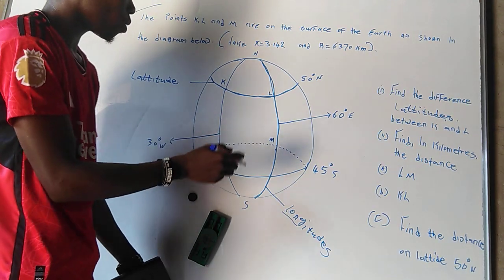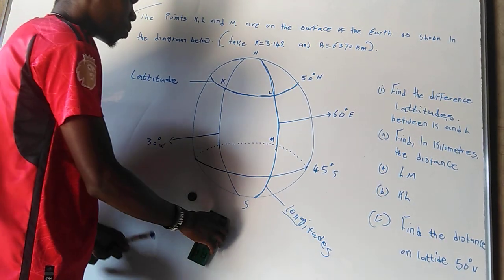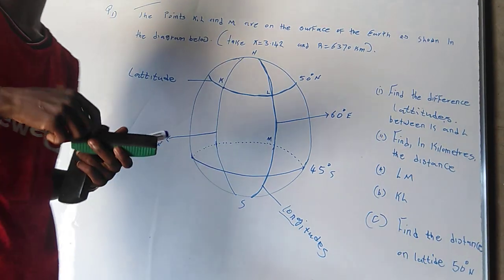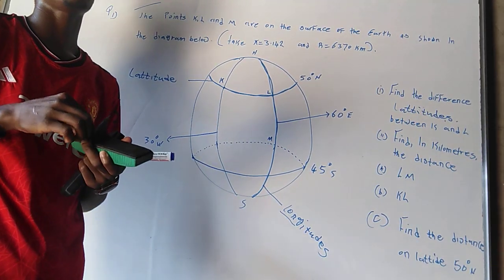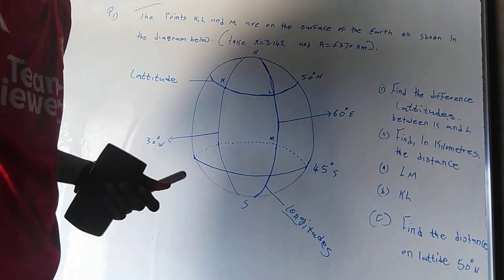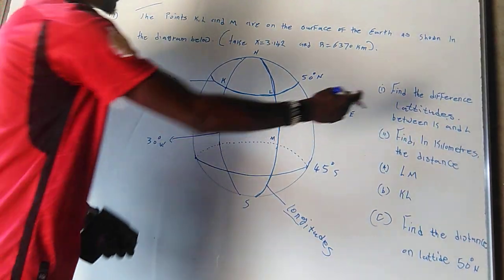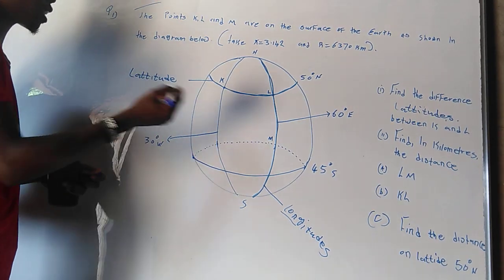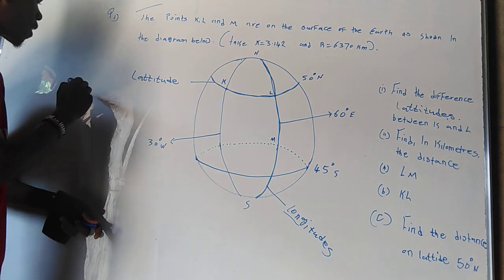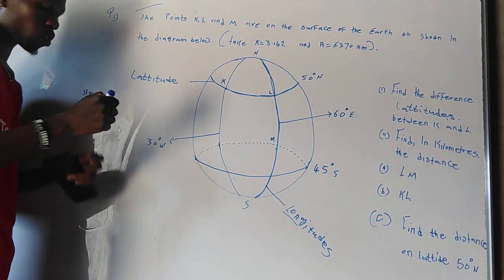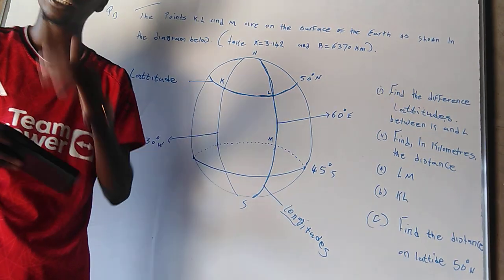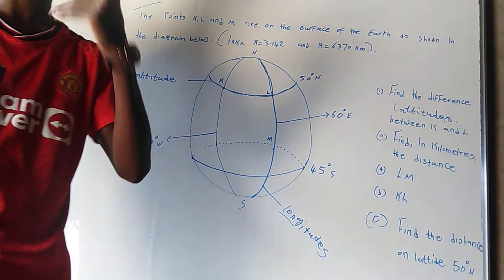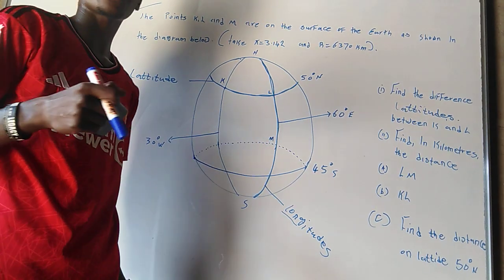Now, how do we come up with the difference between these two points? It's very much simple. Let's start by listing the coordinates for K. So K is equal to... Whenever you are listing the coordinates for a certain point that you've been given, you always start with the latitude.